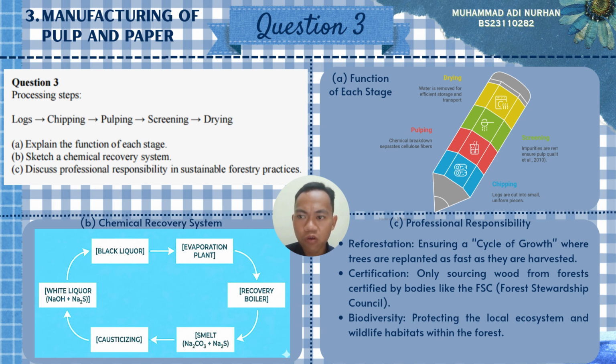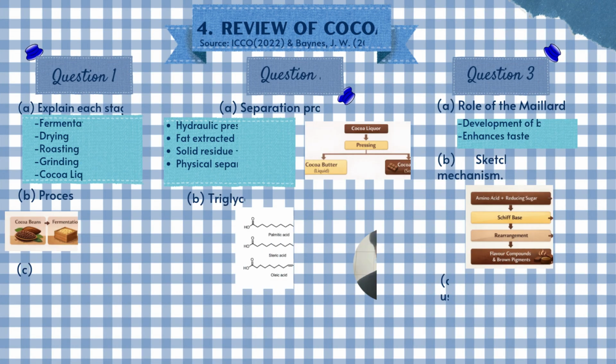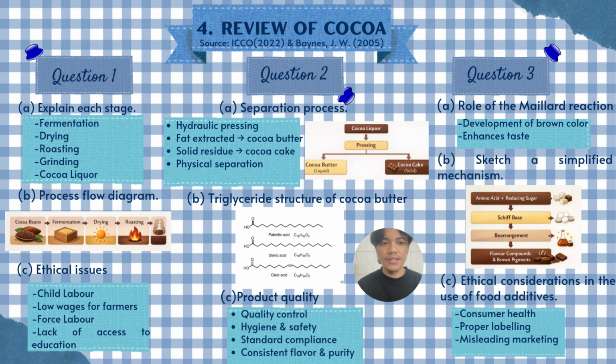Now let's shift our focus to the chemistry of dyes, pigments, and paints. Hi everyone, today I will explain the cocoa processing steps starting from cocoa beans until cocoa liquor, and also discuss ethical issues in the cocoa industry.